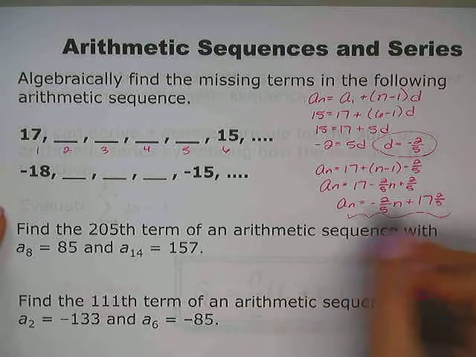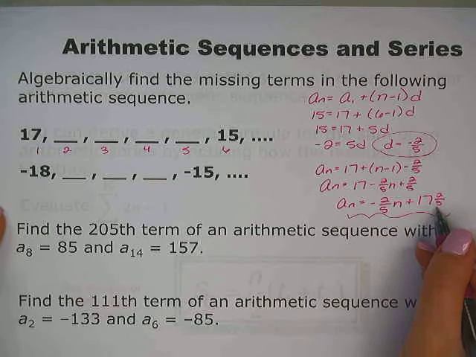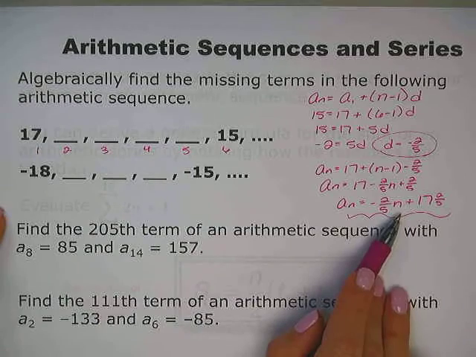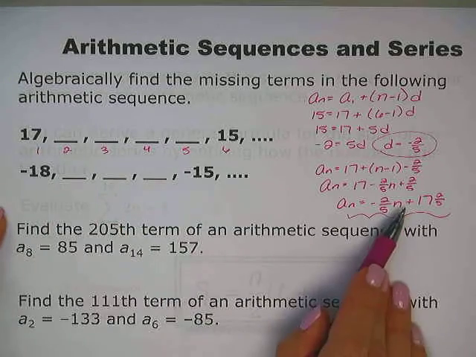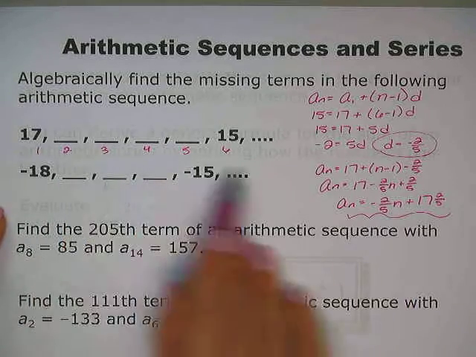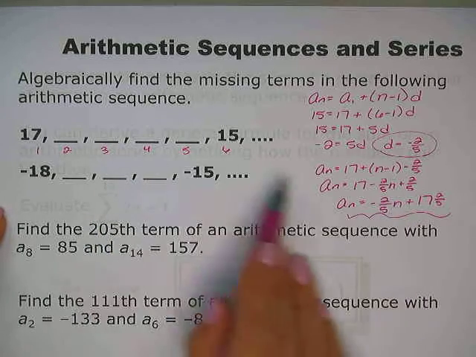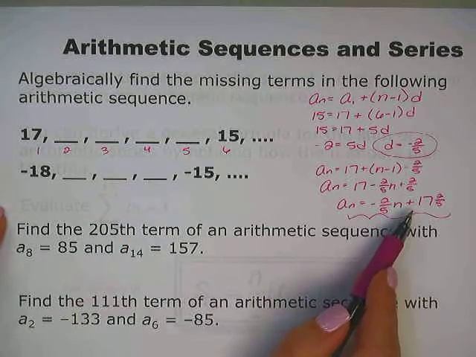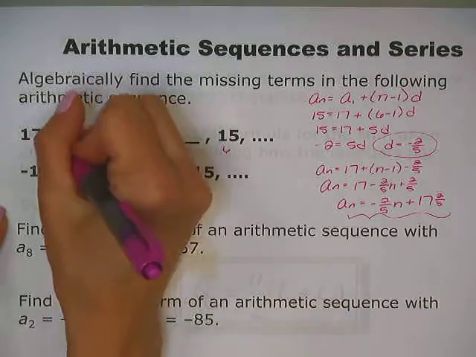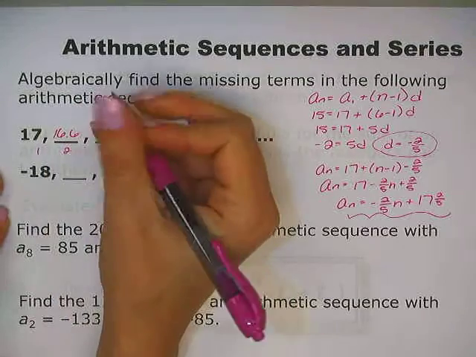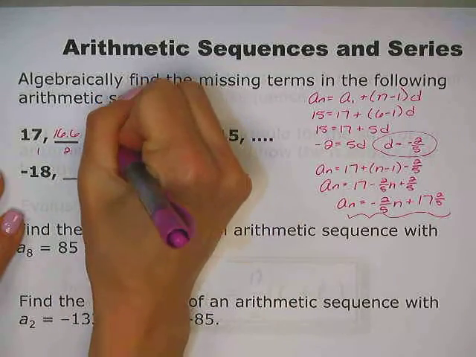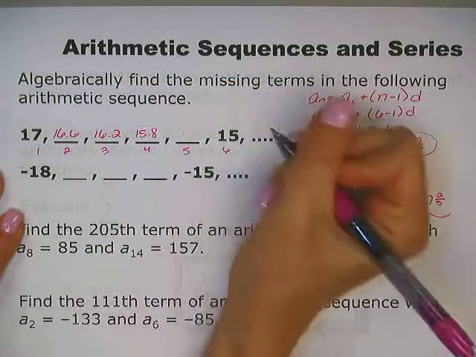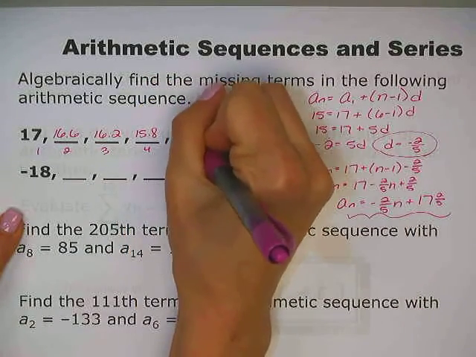Once I have the explicit rule for this, all I need to do is plug in the term numbers that I'm missing. So I'm going to go ahead and plug in 2 for n, 3 for n, 4 for n, and 5 for n, and I'll come up with those missing terms. They come out to be 16.6, 16.2, 15.8, and 15.4.